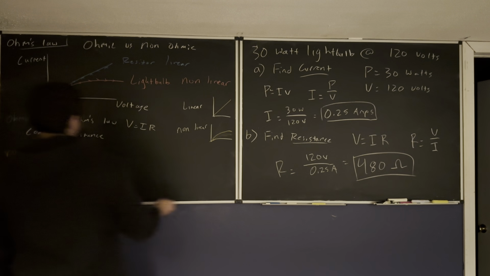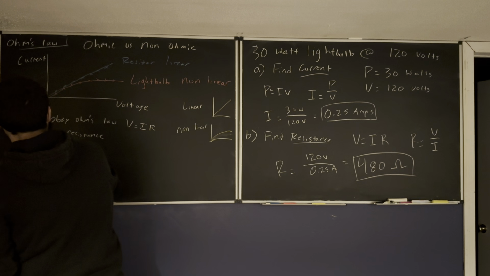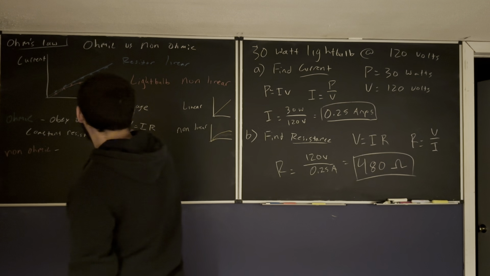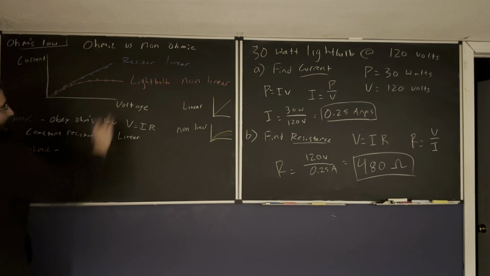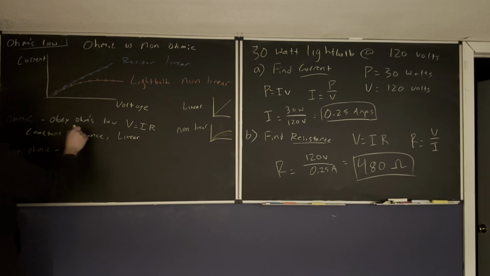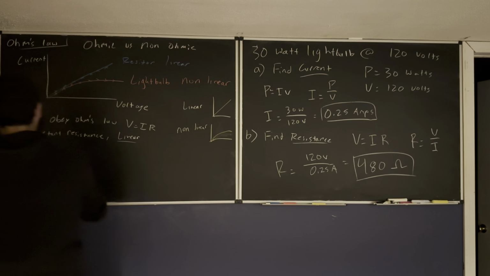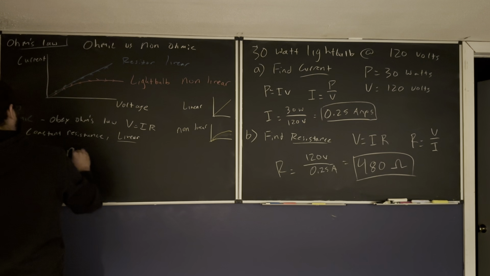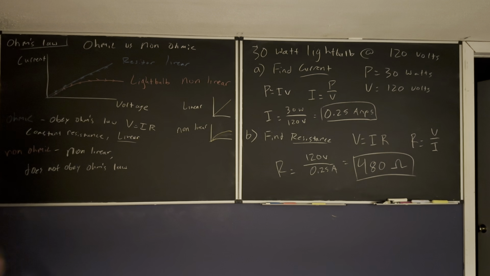The reason we know that it's non-ohmic is because it's nonlinear. For ohmic, it's linear. When you graph it, you have to graph current with respect to voltage, or vice versa. If you make that graph, looking at Ohm's law, if you have a constant resistance, it should be linear. For non-ohmic materials, it's going to be nonlinear. It does not obey Ohm's law.